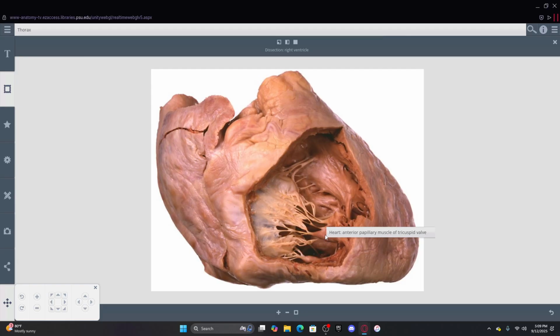And then we can also see the papillary muscles, these little hill-like structures, which are connected to the chordae tendineae, which attach to the cusp of the valve. So the tricuspid valve has three cusps, which are all attached to the chordae tendineae, which attach to the papillary muscle. So now we know that. I want to preface that this is the right atrioventricular valve, also known as the tricuspid valve. It only has two names for this structure, whereas the left atrioventricular valve has three.